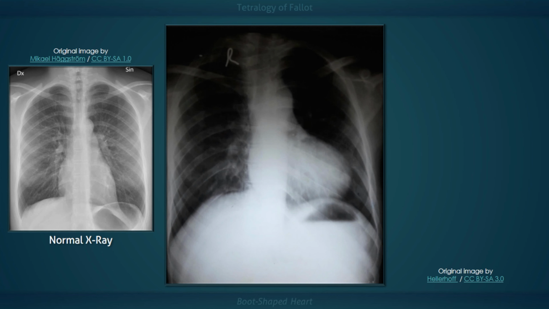Now for a quick review. The four findings in this radiograph of a boot-shaped heart include an upturned cardiac apex, a concave main pulmonary artery segment, an enlarged aorta, and oligemia.